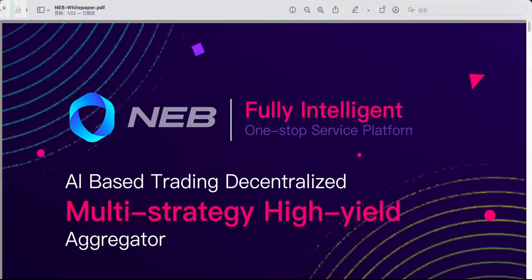And the whole project of DeFi NEB is a fully intelligent one-stop service platform. It is based on AI, and it is also a decentralized trading platform. I mean, it is also called an aggregator. That's why you can execute your strategy on DeFi NEB and get high yield profit.